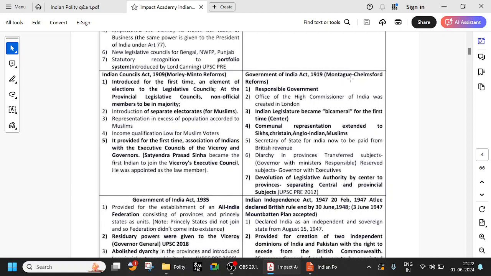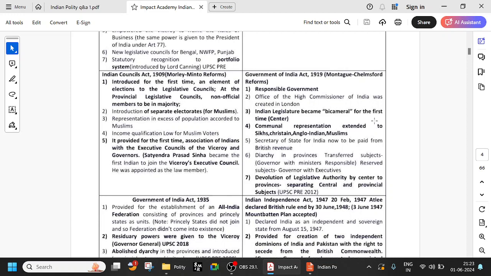So if you look at 1919, Montagu Chelmsford reforms. Okay, they tried to make it a responsible government. Office of the High Commissioner of India was created in London. Fine. Indian legislature became bicameral for the first time. So this is also very important because for the first time it became bicameral. For example, you have an upper house and a lower house. That is called bicameralism. Okay, so at that time Lok Sabha, Rajya Sabha was not there, but it's like the upper house, lower house, etc. When there are two houses, it's called bicameral.